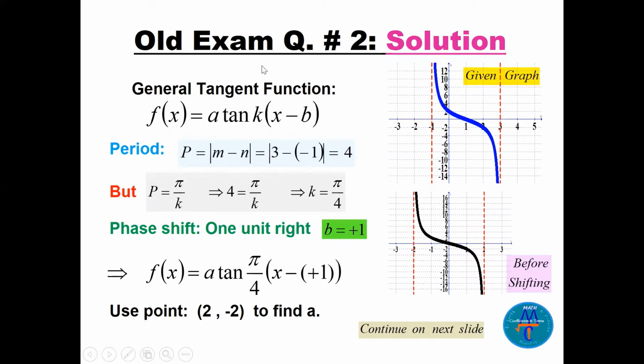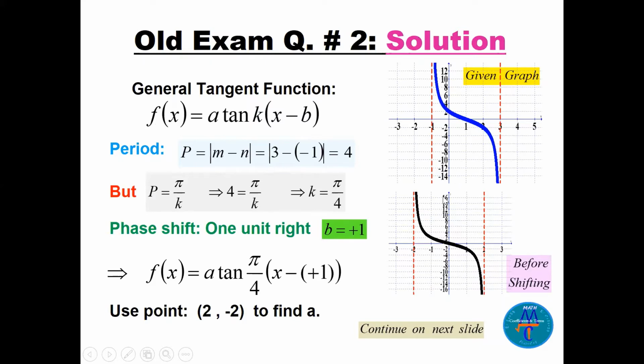I know the general tangent function, A tan k in the bracket x minus b. B is the shifting, see x minus b. B is the shifting, right or left. Now let's see the period, pi over k for tangent, but we have found that the period is 4, so I put 4 equals pi over k, so k will be pi over 4. That's k.